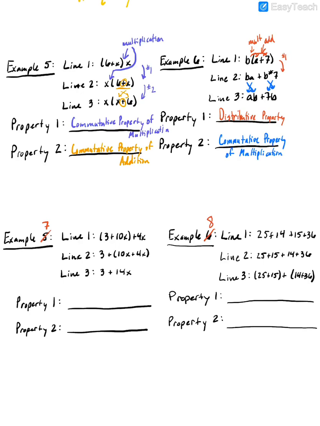So instead of being around 3 and 10x in the first line, they move around 10x and 4x in the second line. So remember, moving parentheses from one line to the next, that would be the associative property. And then for which operation, because there's two of them, all I see are plus signs. Okay, so it would be for addition.